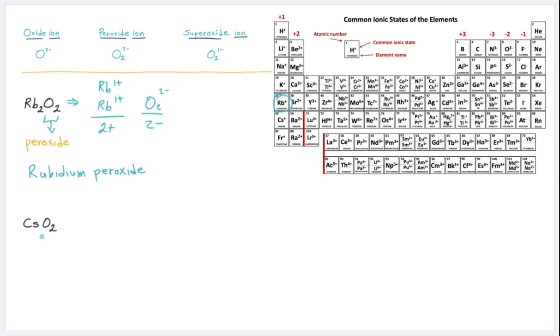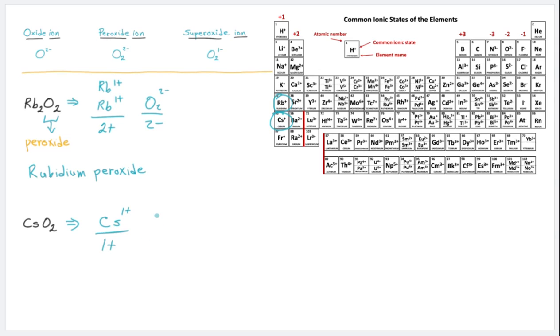Okay, so let's see our last example. Here we have cesium and O2. We want to know again if this O2 is an oxide, a peroxide, or a superoxide. Something we can notice is that cesium is in column 1, so cesium always is going to be +1. So here we have +1. Which species can be -1 to cancel out the charges? Well, the superoxide.